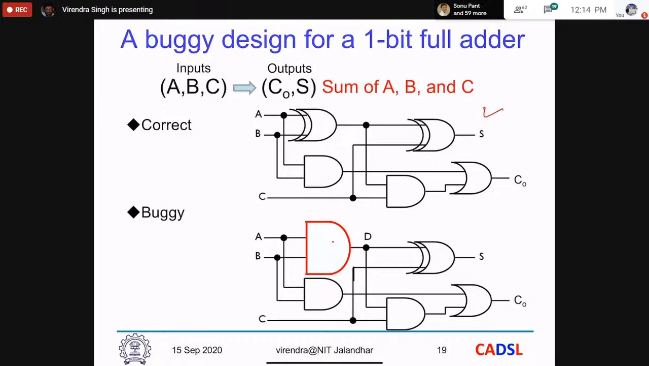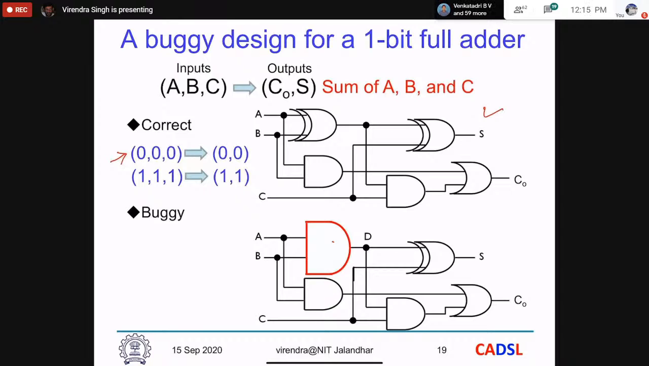So what I do is find two sets of inputs in which for one the output is correct and for the other it is wrong. Let's take one input, all zeros. This is like a specification for me. So the output is 0 0. If I apply all zeros here, your output would be 0 0, obviously. And take another input, when I apply all ones, in that case my sum would be 1 and carry would be 1. That I can get out of the specification of a single bit full adder.